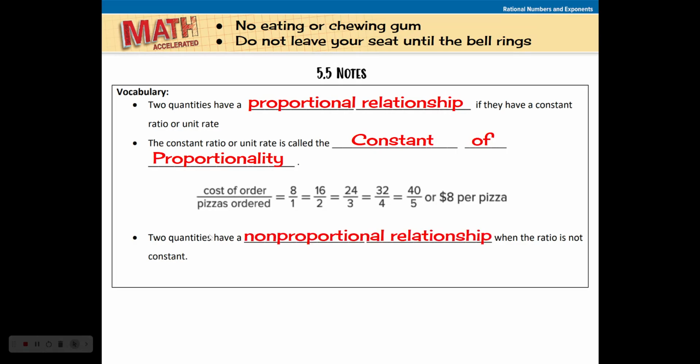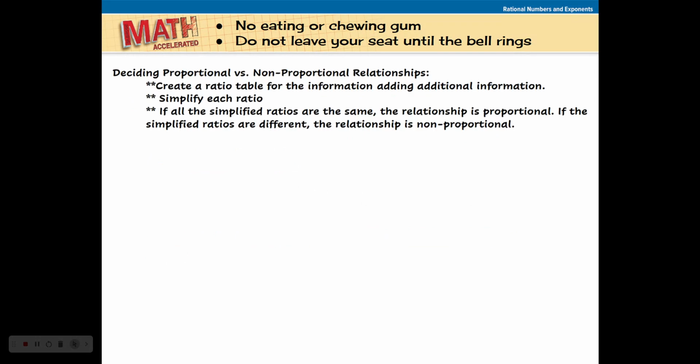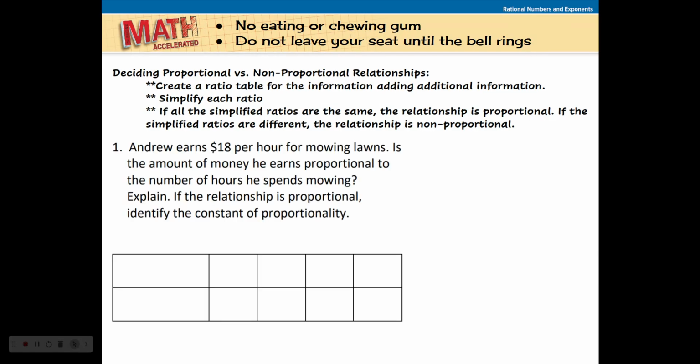Now, if those two quantities have a non-proportional relationship, it is non-proportional when the ratio or ratios are not constant, when they are not the same. Let's look at some examples. Deciding if it's proportional or non-proportional: create a ratio table for the information. Simplify each ratio. If those ratios are all the same, it's proportional. And that simplified ratio is the constant of proportionality.